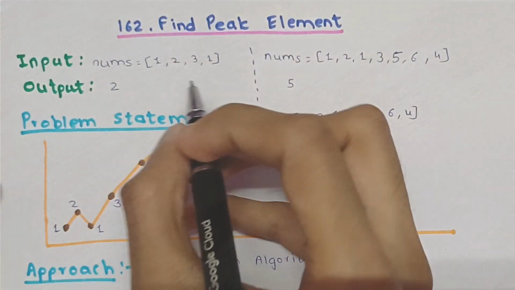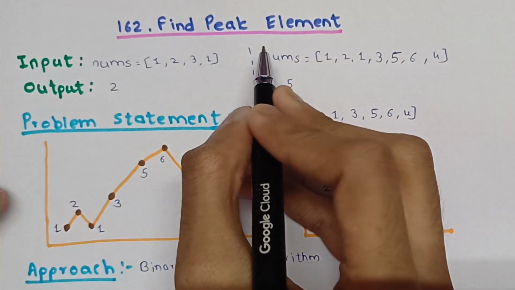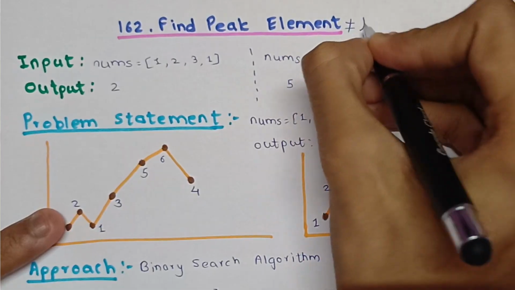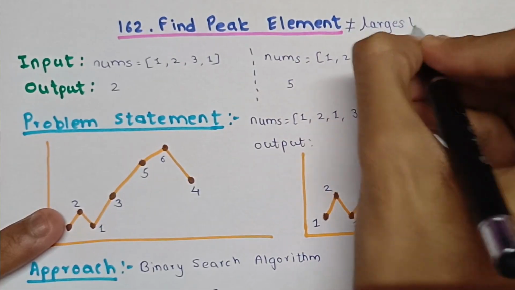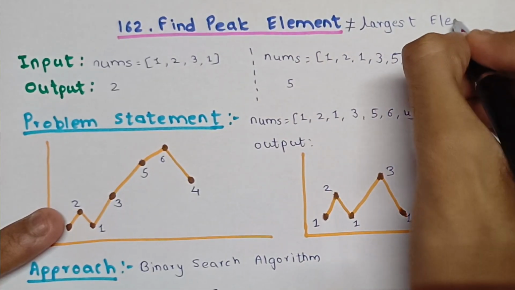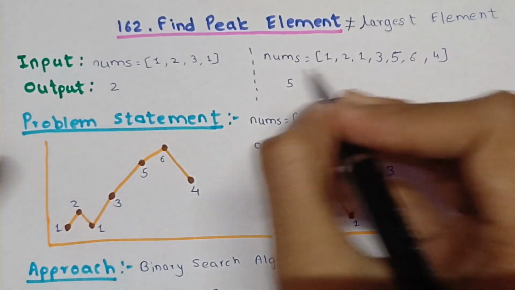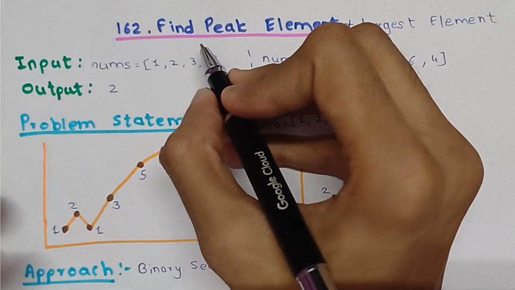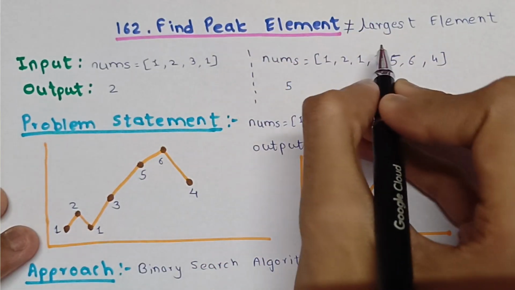Let's understand the problem statement. So we have to find the peak element. First of all, I will tell you that finding a peak element is not the same as finding the largest element. This is a problem everyone faces while starting by seeing the example. So I will clarify that the peak element is not equal to the largest element.